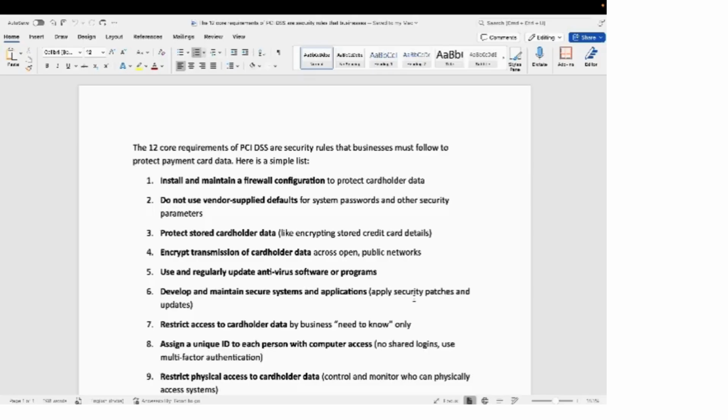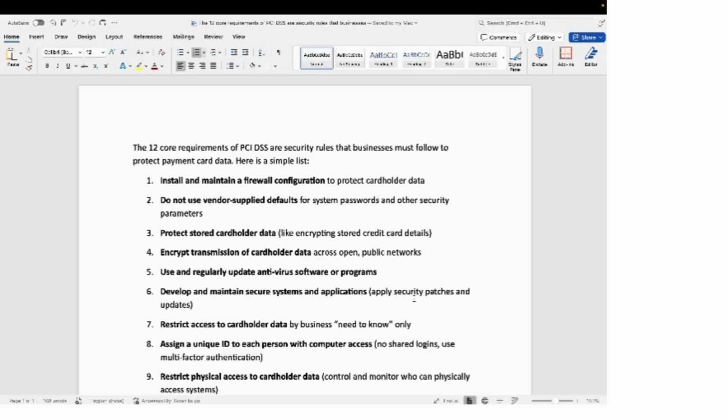Install and maintain a firewall configuration to protect cardholder data. It means you have a database for storing information such as the credit card number, name, expiry date and all. So you have to maintain it: your database should be behind the firewall only. You cannot put it in the public without protection.